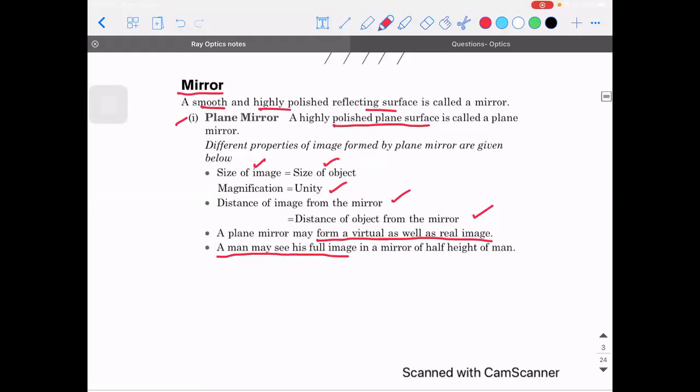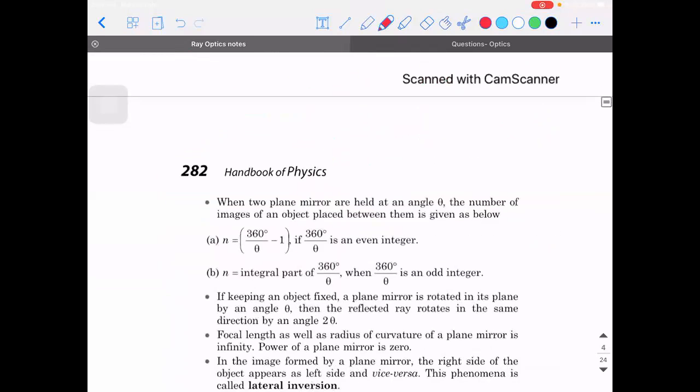A man may see his full image in a mirror of half the height of the man. Have this point in your mind. There will be a problem based on this, and at that time we'll have the proof of it. Suppose the man is 6 feet in height. If he wants to see the full image of himself, what should be the size of the mirror? 3 feet. That's what they're trying to say. So a 6 feet man can see his full image in a mirror of size 3 feet. Have this in your mind. All these things can be proved.